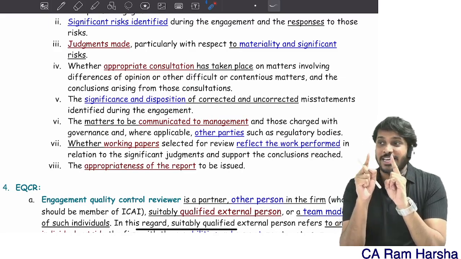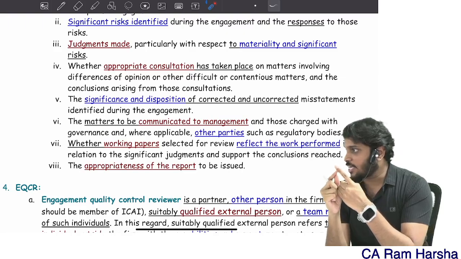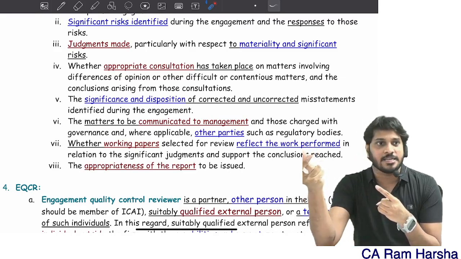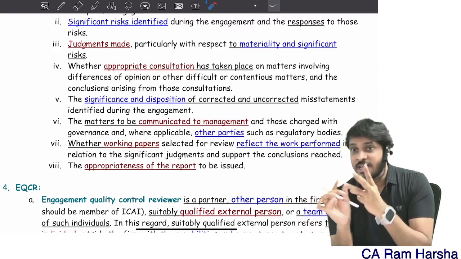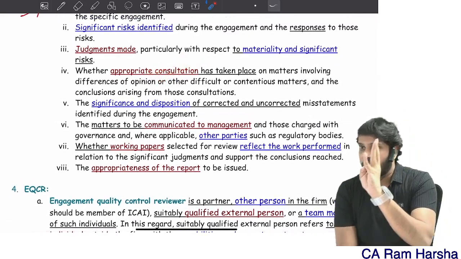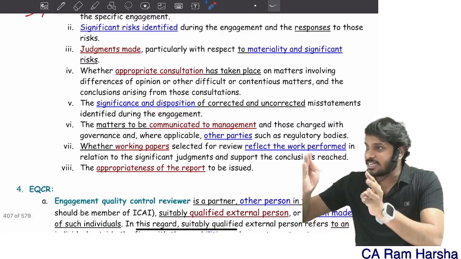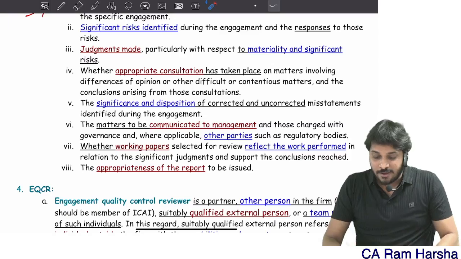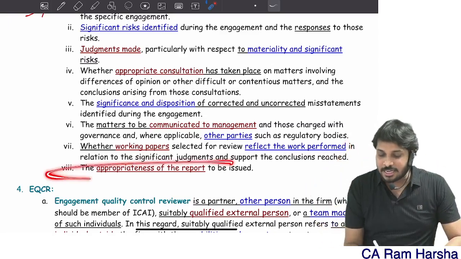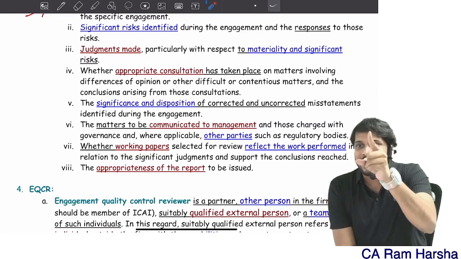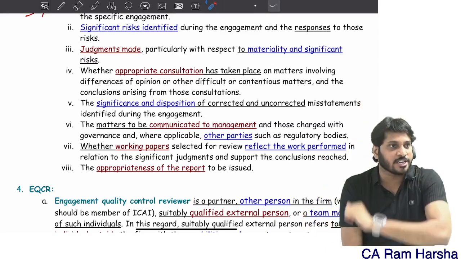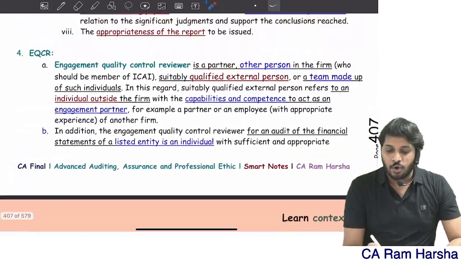What should engagement quality control review cover? The review process should address whether the firm has considered independence, whether significant risks were identified and addressed, whether significant judgments made are reasonable, whether consultation has taken place on complex, difficult matters, whether misstatements, corrected and uncorrected, have been properly addressed, whether working papers reflect the actual work performed, meaning whether documentation is proper, and whether the report issued is proper. He will check the entire audit process. And when he says your report is absolutely okay, then the partner can sign the report and issue it to the client. Clear?